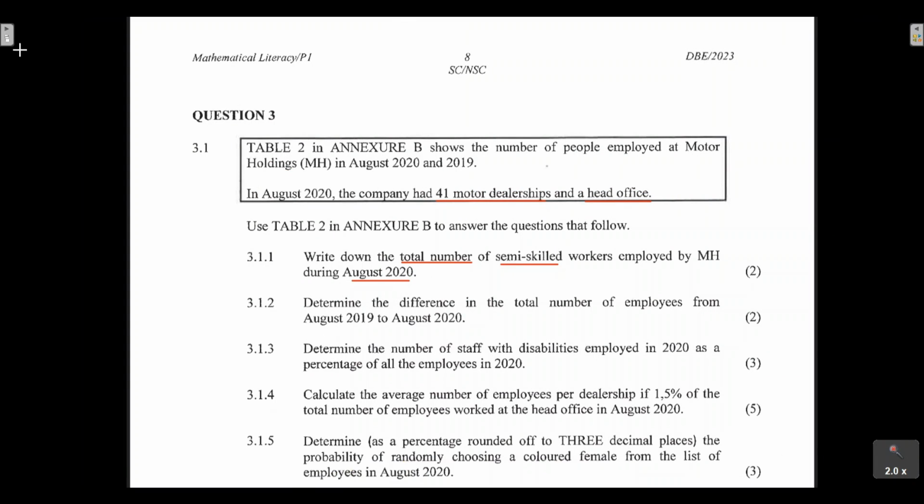Question 3.1.2 says determine the difference in the total number of employees from August 2019 to August 2020. Okay, so this question yet again tells us exactly what we need to do. If we want the difference, we already know that we're going to be subtracting the number of employees that they had in August 2019 from the number of total employees that they had in August 2020. So we want to determine how many total employees did they have in August 2019? How many total employees did they have in August 2020? And we're going to subtract these values from each other.